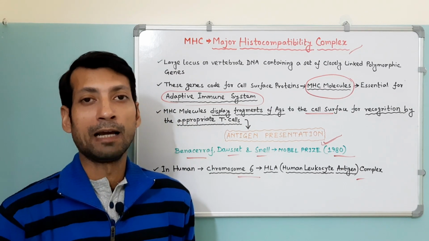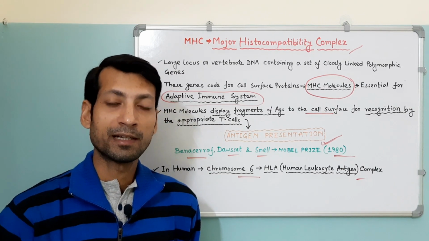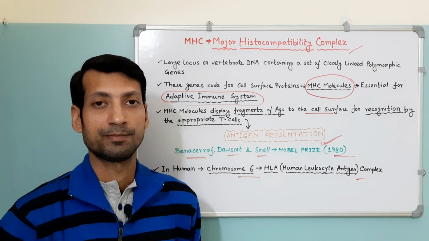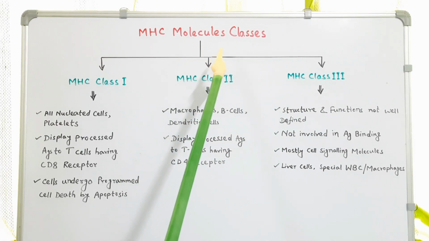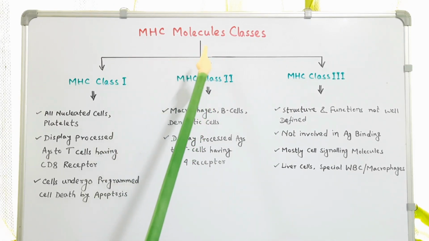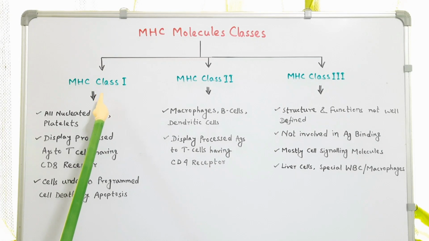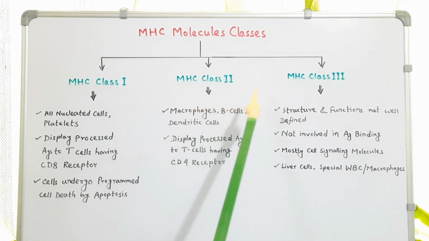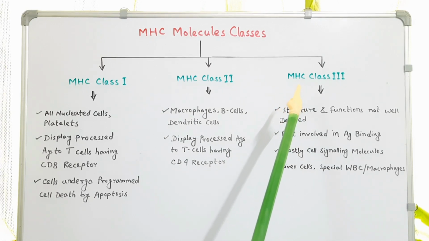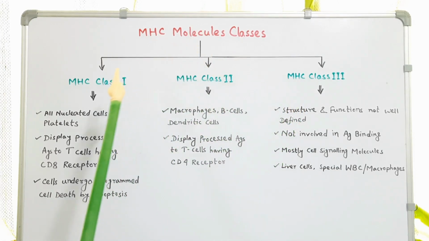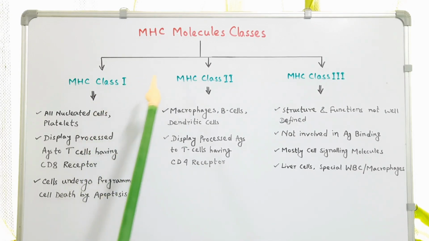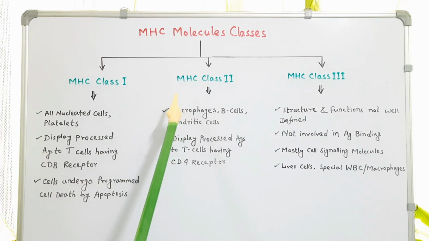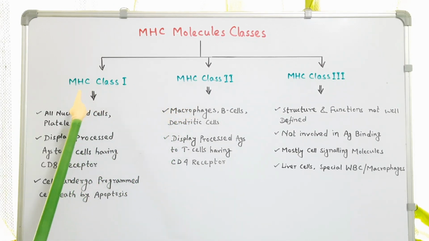So now I will discuss the classification and general structure of MHC molecules. MHC complex produces mainly three classes of molecules: MHC class I molecules, MHC class II molecules and MHC class III molecules. Of them, MHC class I and MHC class II are directly involved in the antigen presentation.